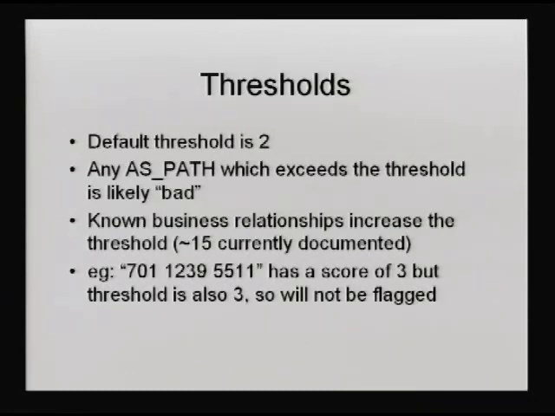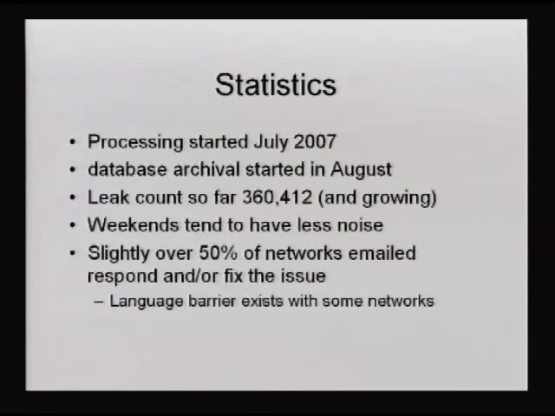I document some of the known business relationships, because obviously some of those networks in that list do happen to buy transit. So I bump up the threshold by 1 for every time I see their ASN and then their upstream ASN in the path, and that goes up over time. I've been processing the data since sometime in July, just sort of passively, and I started sticking it in a database so I could do queries.